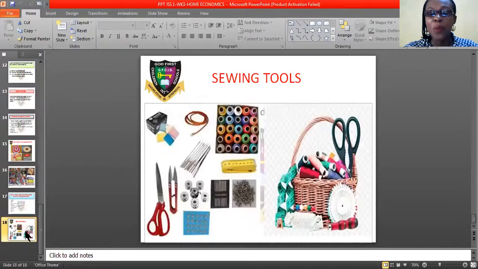These are the equipment you can see in sewing tools. Do you understand? Now, when you see them, that does not necessarily mean that as soon as you bring out your sewing tools, you must use everything in it. No, you use the ones that are necessary to what you are about to produce.